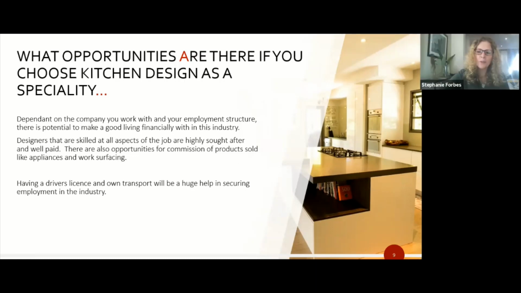Yeah, I have to say, with good designers being highly praised and valued and sought after in the industry, I know that when the kitchen companies, when any of our members get someone good, they are prepared to pay them well to make sure that they stay and don't get poached by anyone.